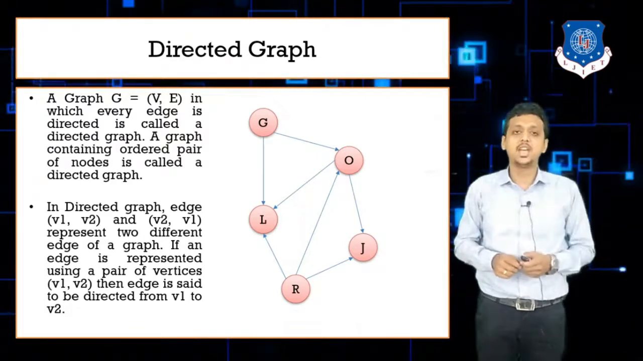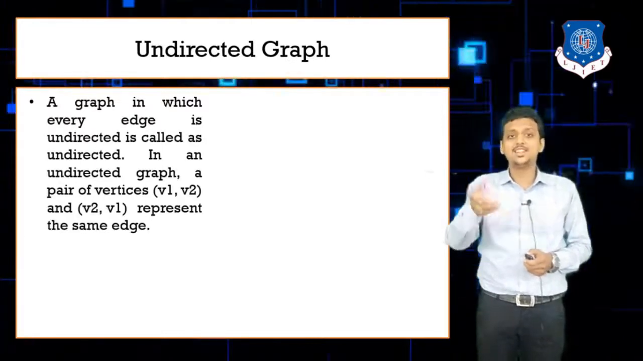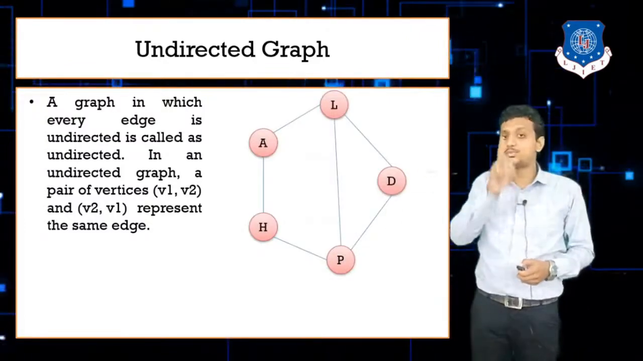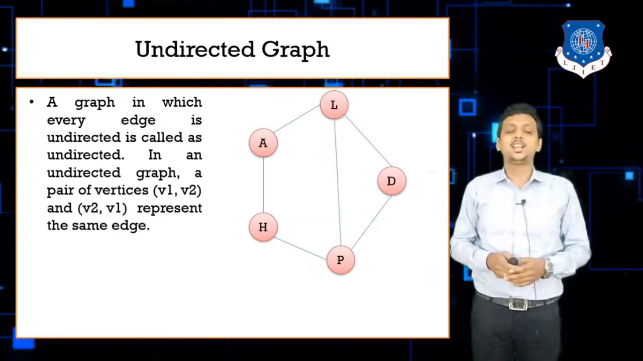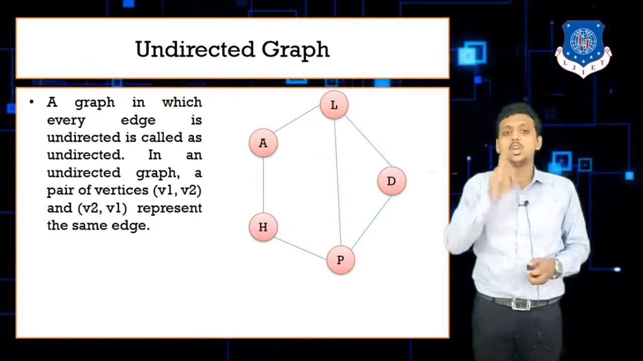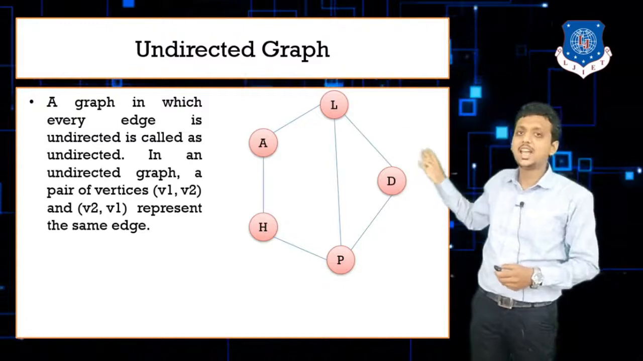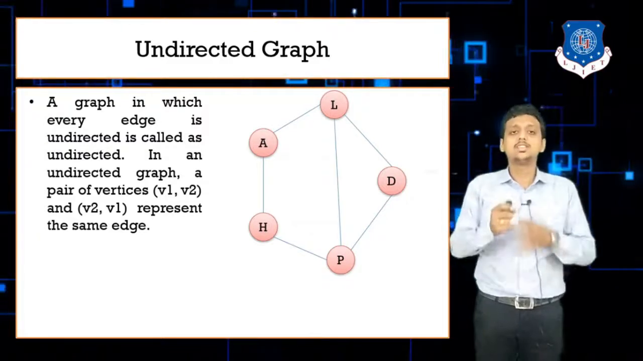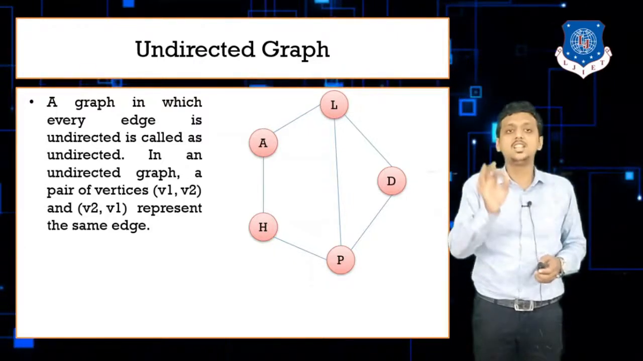Okay, now next we have the undirected graph. In a directed graph we have directions. In an undirected graph we do not have any direction. So here it is. Our first example, the first graph definition example, is known as an undirected graph, where each and every node is connected, but no edge shows any direction. So you can write like this: HA or AH, LD and DL, LP and PL. So this is an undirected graph, where each and every edge of the graph is undirected.